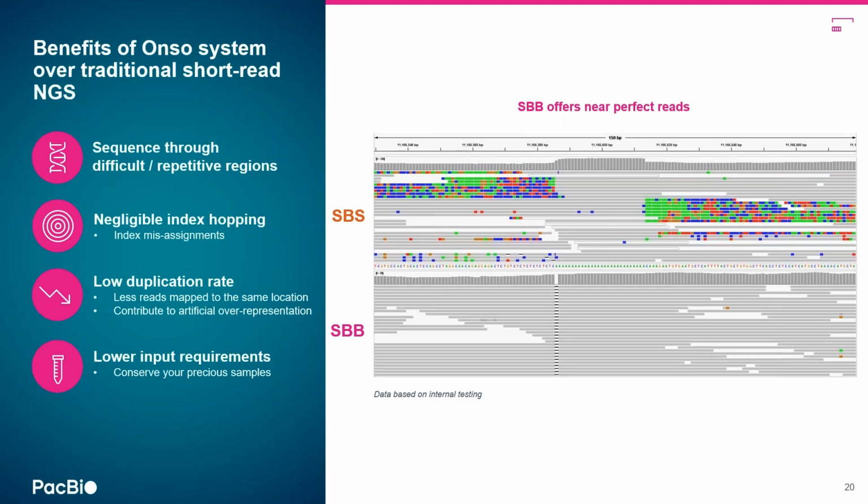So as Alex showed this slide previously, we see numerous benefits of SBB over traditional on-market short-read sequencing platforms. Our combination of innovations in clustering and sequencing chemistry really delivers notable advantages over existing on-market sequencing platforms. So we'll spend some time here going over these benefits in the subsequent slides.